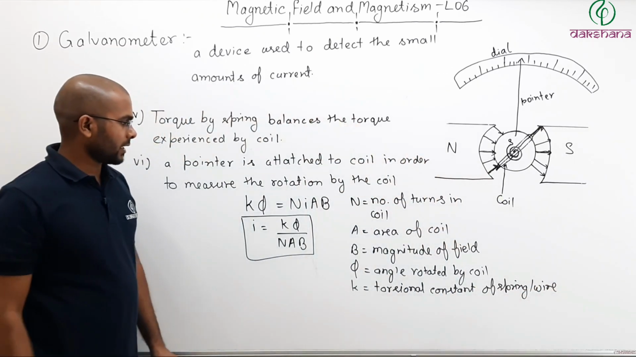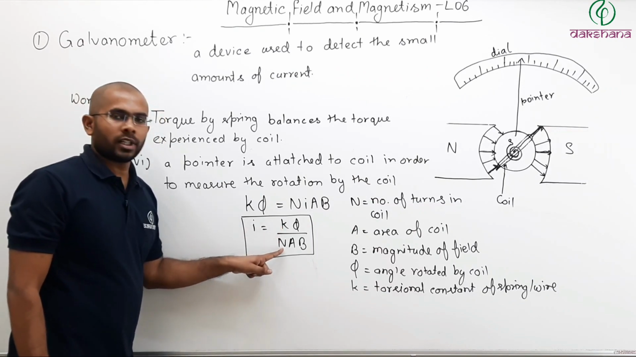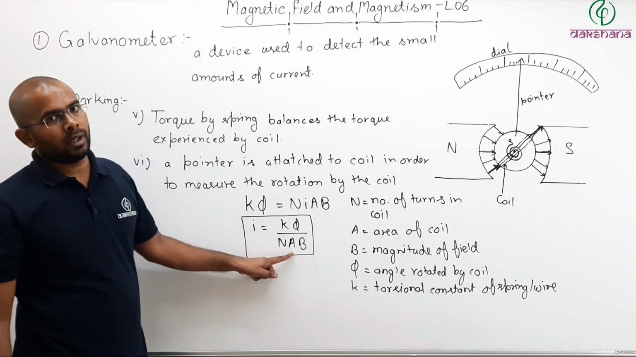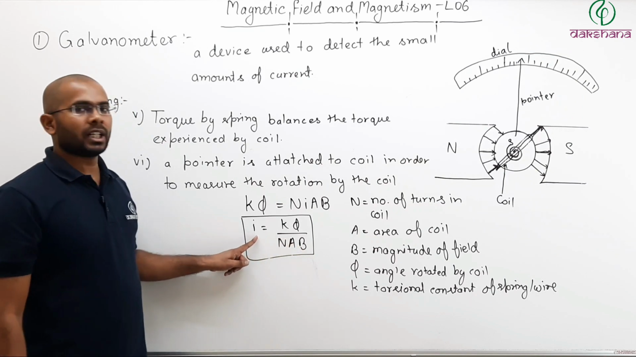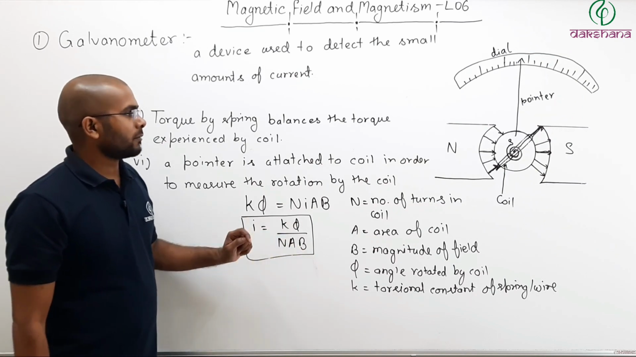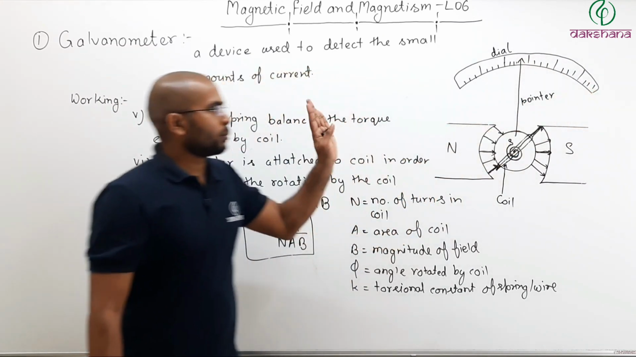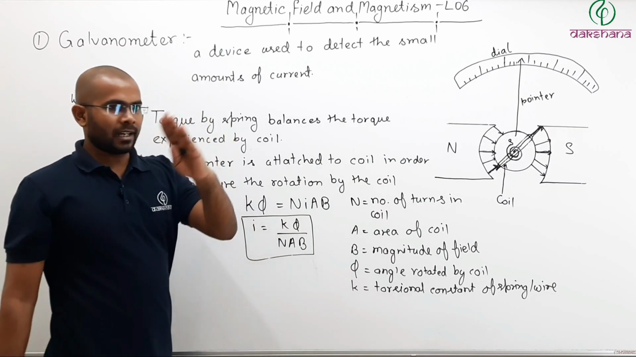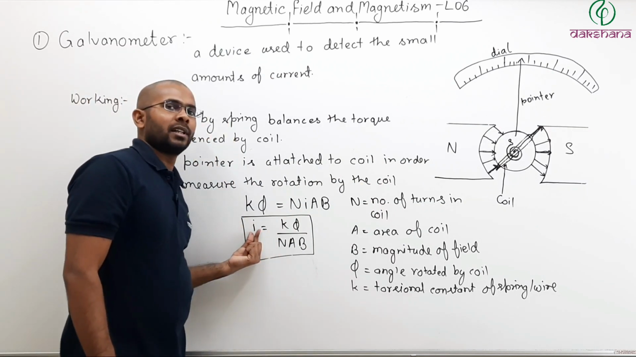Now, what happens? You know the value of K already. You know the number of turns in your coil. You know the area of the coil. And you know the magnetic field. Now, depending upon the current, here what will happen? The greater the angle rotated, your pointer will indicate the angle rotated. So the greater the angle shown by the pointer, the greater the current.